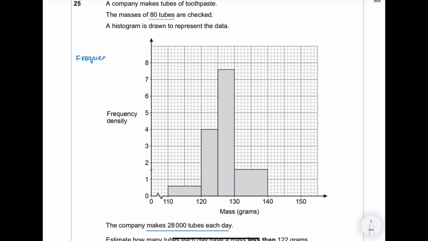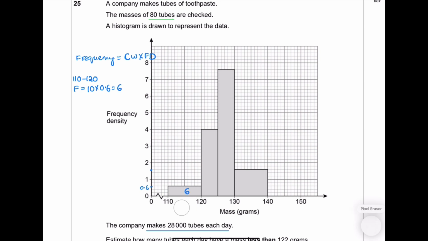So again the same formula: frequency equals frequency density times class width. In the first bar we have frequency density 0.6 and class width is 10. So in that bar the frequency is 10 times 0.6, which is 6.